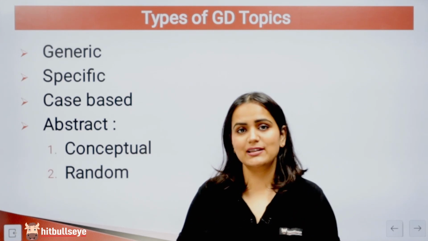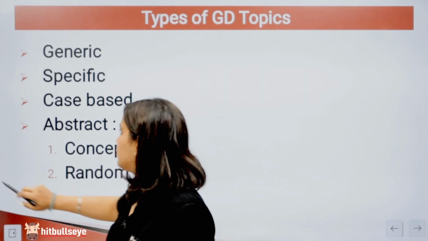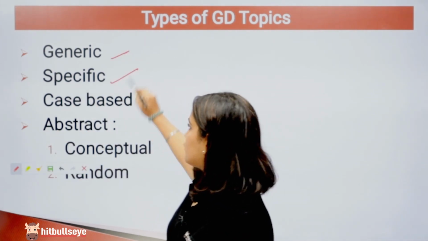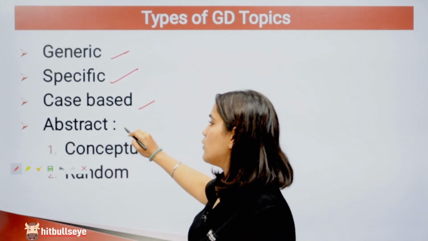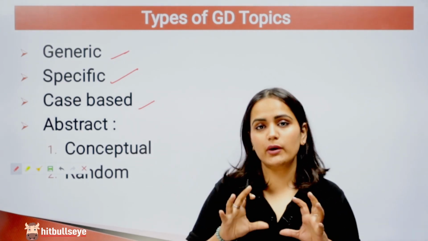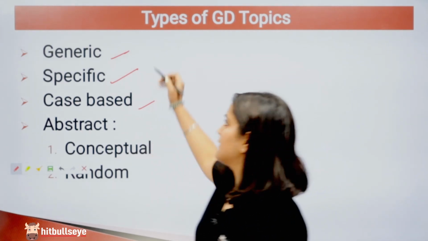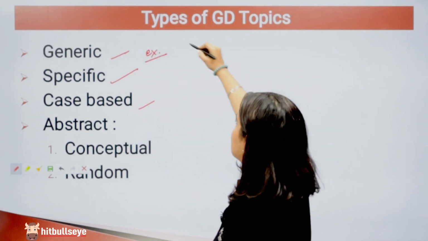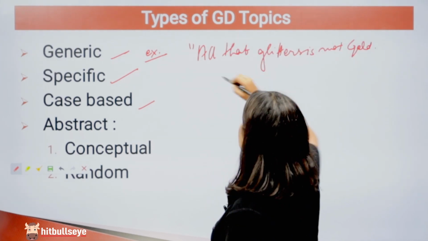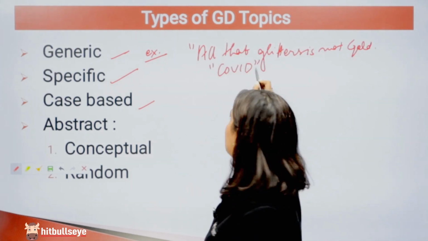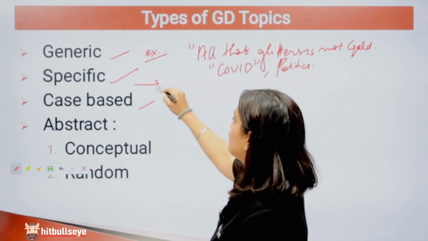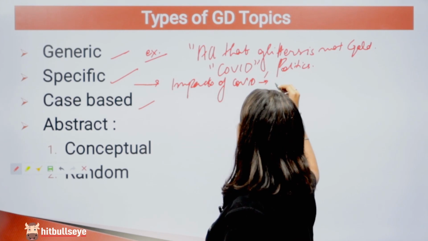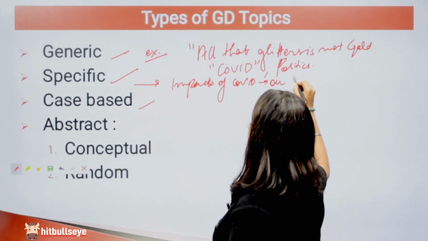Now, what kind of topics can you get for the GD round? The first one being generic topics. Second, specific topics. Third, case-based. Fourth, abstract topics. I'll give you examples of all these kinds of topics. A generic topic can be, let's say, all that glitters is not gold. Or it can be COVID, or something related to politics. A specific topic can be the impacts of COVID in India. Or let's make it more specific: COVID on the economy of India.